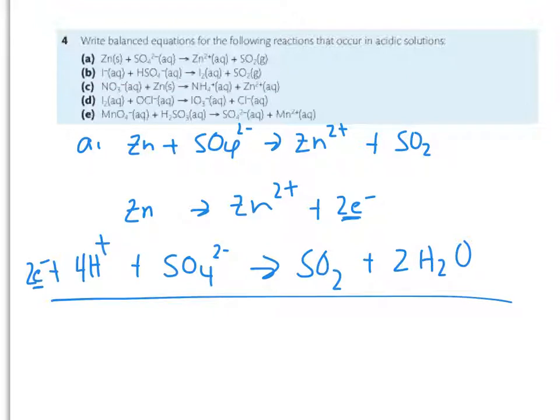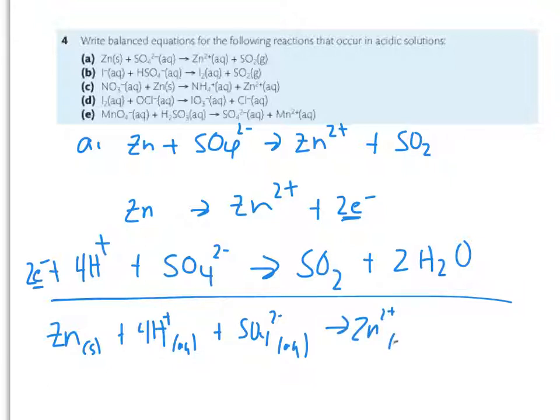So now I can go ahead and add the half equations, and my final equation would show zinc solid plus 4H plus, and those will be aqueous, plus SO4 2 minus is going to yield zinc ion plus SO2 gas plus H2O liquid. And that's my balanced redox equation for letter A.